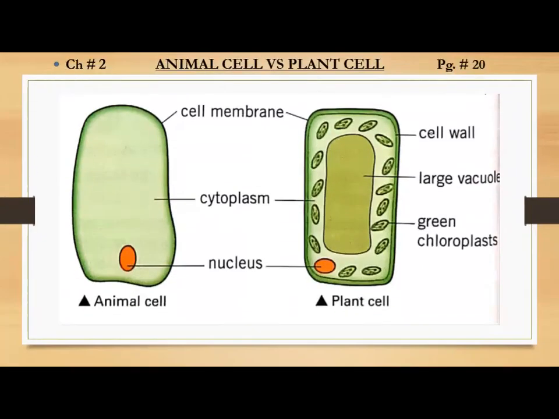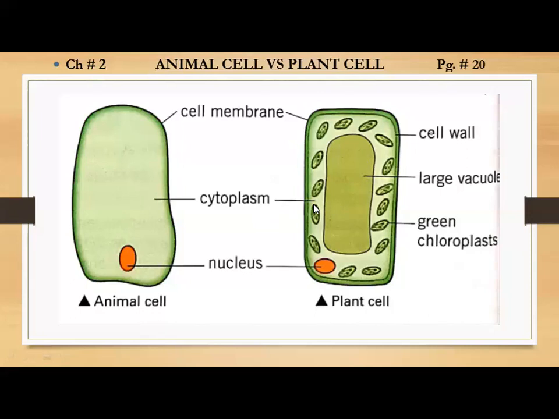You can see here, at your left, this is an animal cell, and this is a plant cell. There are some similarities, some similar things here, and some different things are also here. For example, both the animal cell and the plant cell have a cell membrane, the outer layer of the cell. Both the cells also have cytoplasm. Cytoplasm is a liquid in which all the organelles of the cell float.